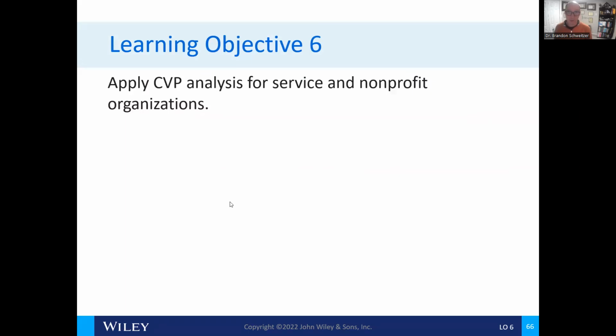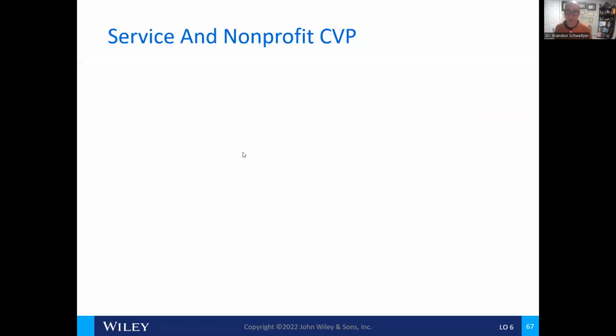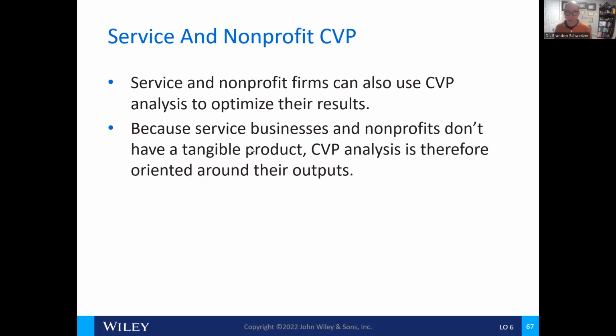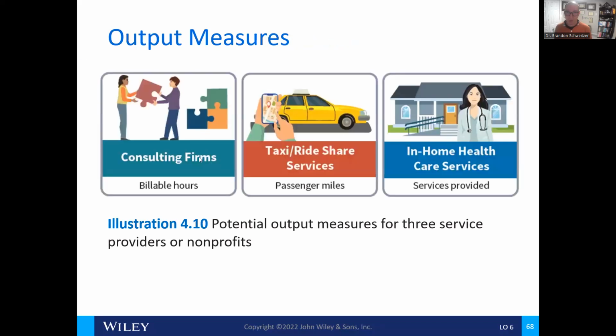And lastly, one of the topics to cover is the cost-volume-profit analysis on a service company. A service company and nonprofit company can use cost-volume-profit analysis to optimize their results as well. It's typically based off of the level of output. So here we have a couple of examples. Consulting companies would use billable hours. Taxi or ride service share companies would use passenger miles. And in-home healthcare services use services provided as their activity bases.